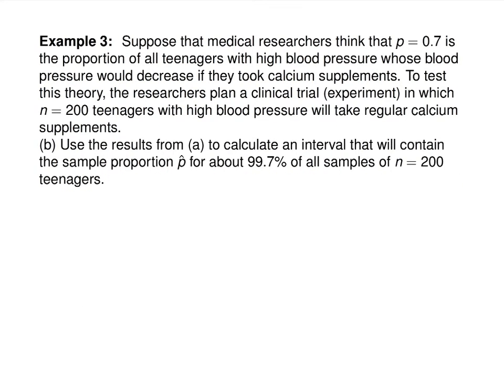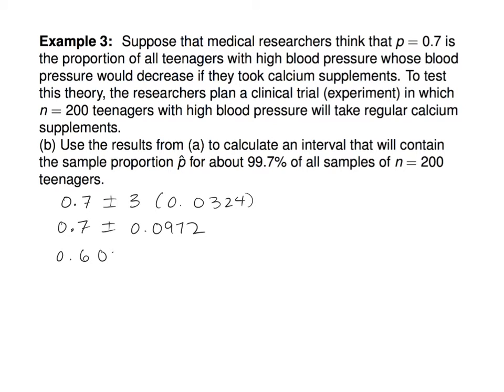Okay, use the results from part A to calculate an interval that will contain the sample proportion p hat for about 99.7% of all samples of 200 teenagers. So using our empirical rule, we take our p plus or minus 3 times the standard deviation. So 0.7 plus or minus 0.0972, which is 0.6028 to 0.7972.